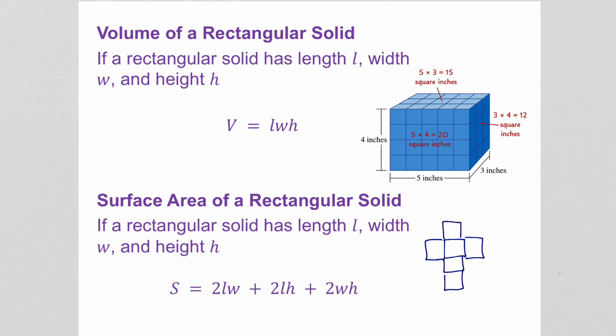And to find that area, then on 2 of the sides, you would do length times width. On the other 2 sides, you have length times height. And then width times height. And each of those multiply by 2 because there's 2 faces that are the same area. And add them up and you get the surface area.